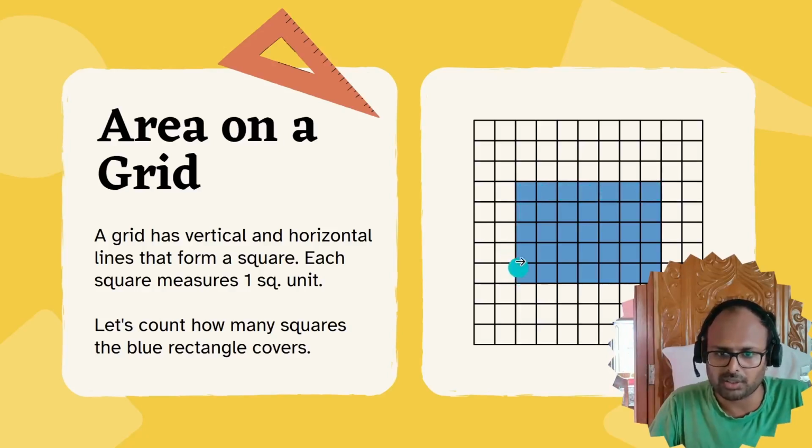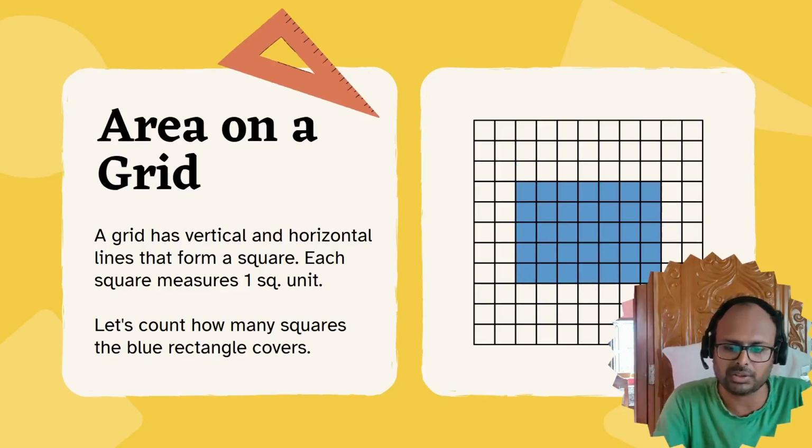1, 2, 3, 4, 5, 6, 7, so 7 square units, and the width of the rectangle is 5 units: 1, 2, 3, 4, 5. So the area of this rectangle is 7 into 5, 35. And what is the perimeter of this rectangle? 7 units plus 5 units, 12 units. 12 into 2, 24 units. So the perimeter of this rectangle is 24 units.